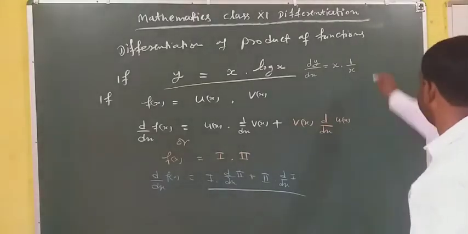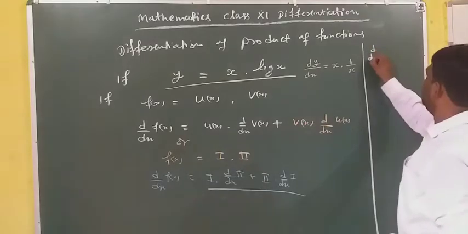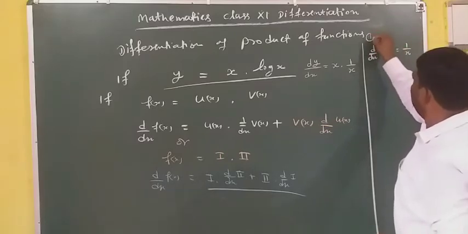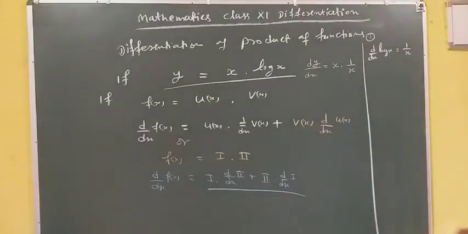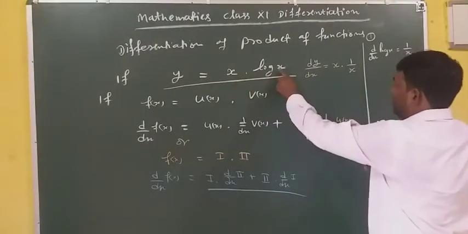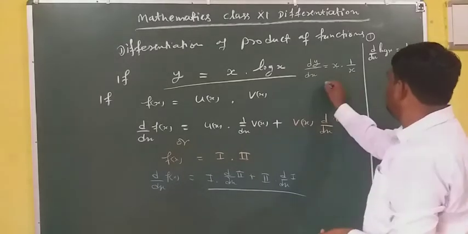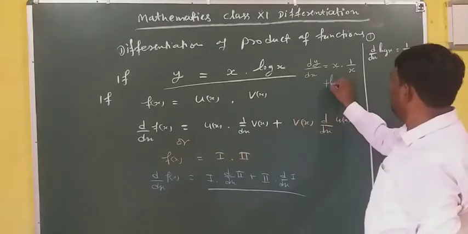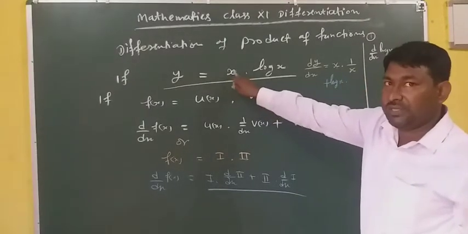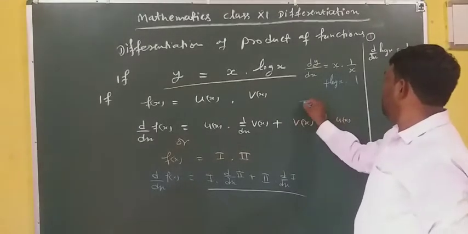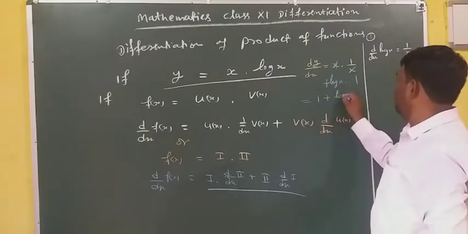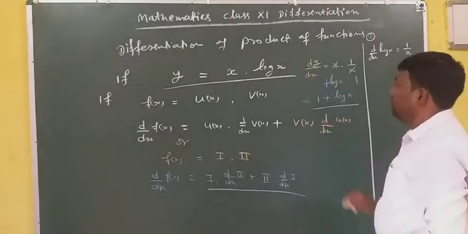You can learn the differentiation of log x. Some formulas are there here. d by dx of log x is equal to 1 by x. These are our formulas. You need to learn them. So differentiation of log x is 1 by x. Here first function into differentiation of second, plus second function log x into differentiation of first. This first function is x, so its differentiation is 1. Therefore your answer is x in x cancels out, 1 plus log x. This is your answer.